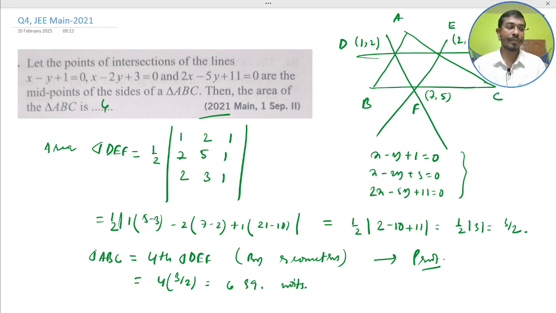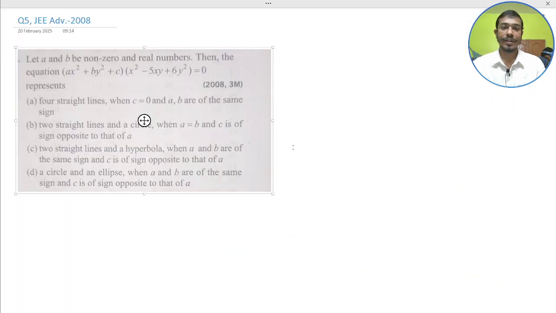This is a NAT type question. You just write the 6. Last question, question number 5. JEE Advanced 2008. Let a and b be non-zero real numbers. Then the equation x square plus by square plus c into x square minus 5xy plus 6y square is equal to 0 represents what? A, B, C, D. There are 4 options. This is basically an MSQ type question.